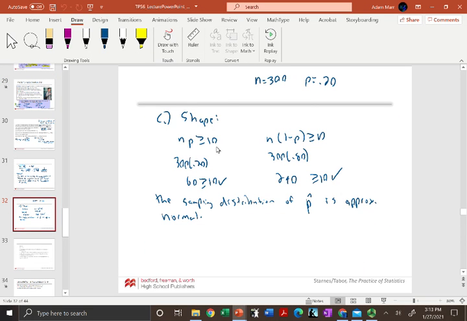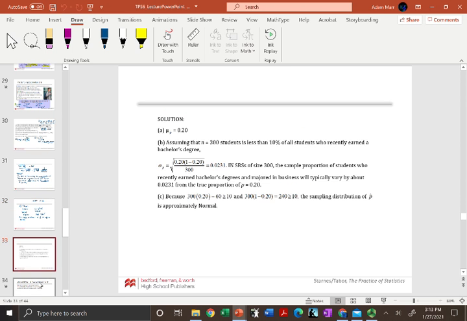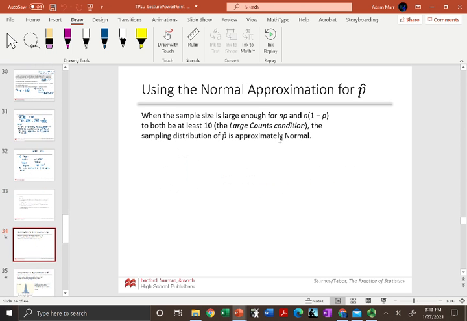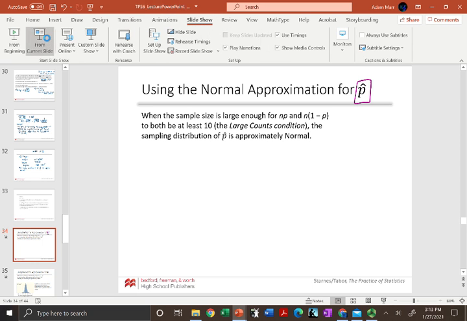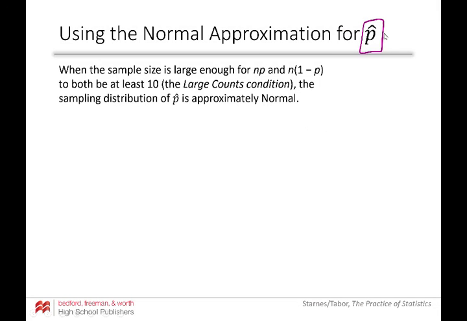And remember what I did is I found NP is greater than or equal to 10, N times 1 minus P is greater or equal to 10. So what was the point in doing that? So let's talk about that. That's called the normal approximation for the sample proportion. And P hat represents the sample proportion right there. Okay, so the normal approximation for P hat, which is the sample proportion.